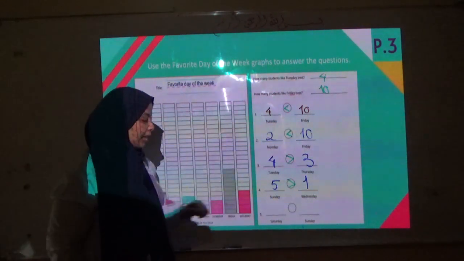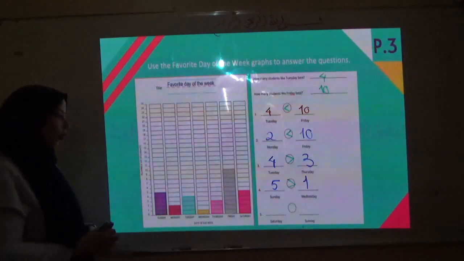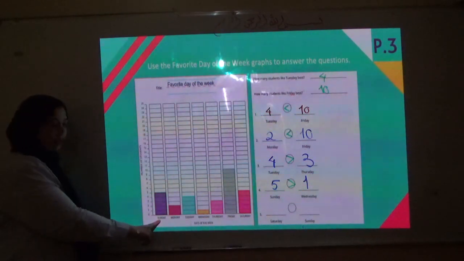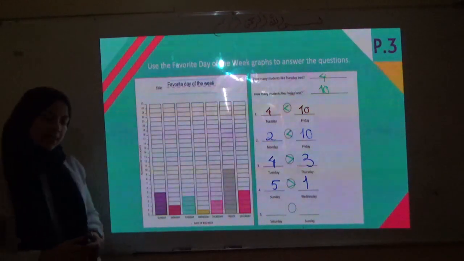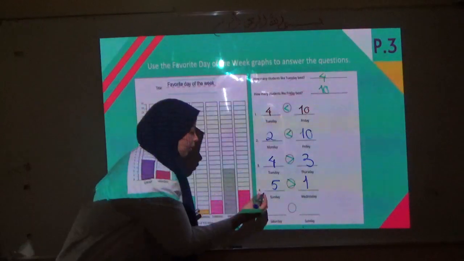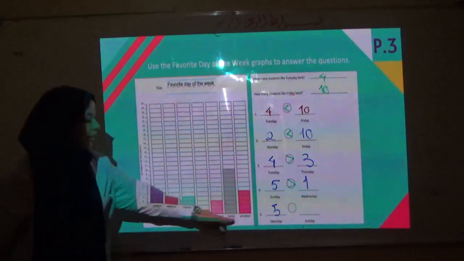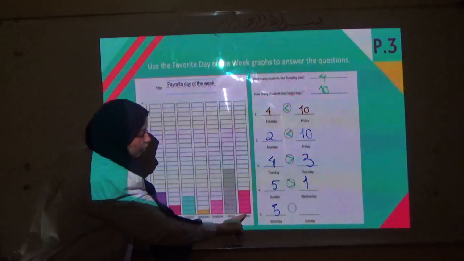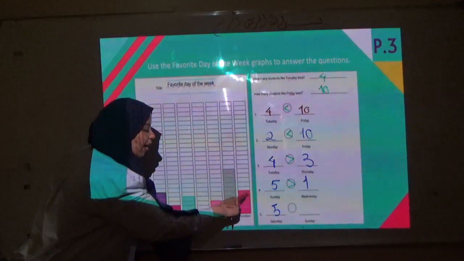The last one is Saturday and Sunday. Let's see this one. Here I have the Sunday. I already got it from number 4 that Sunday is equal to 5. For Saturday, I need to count starting from 0. 1, 2, 3, 4, 5.